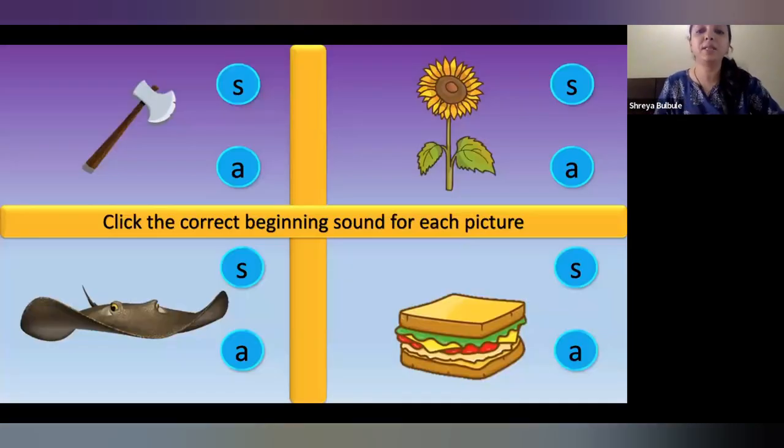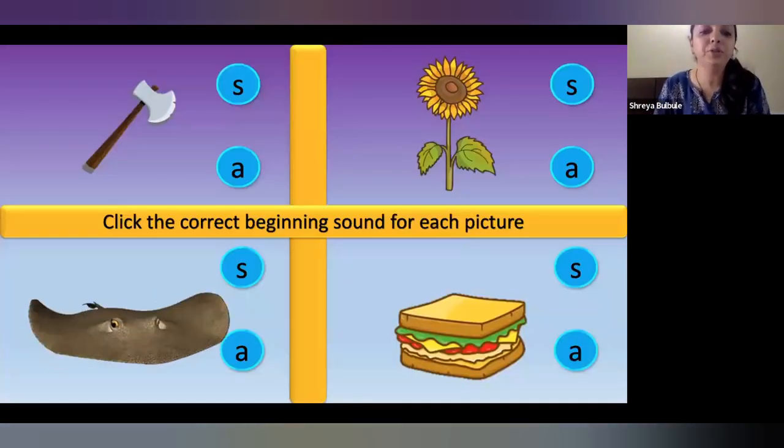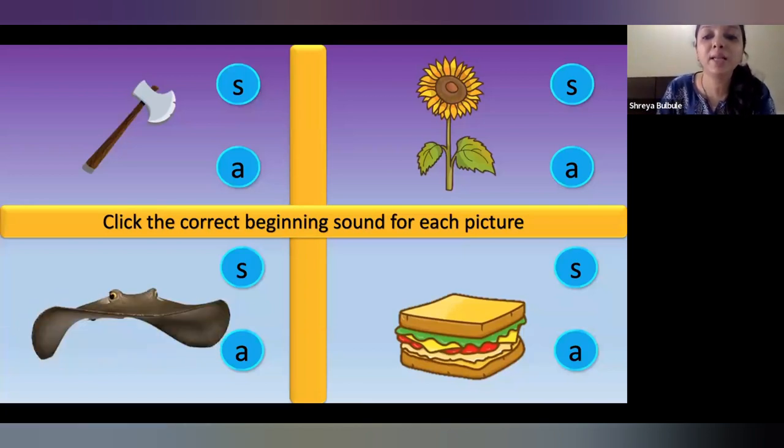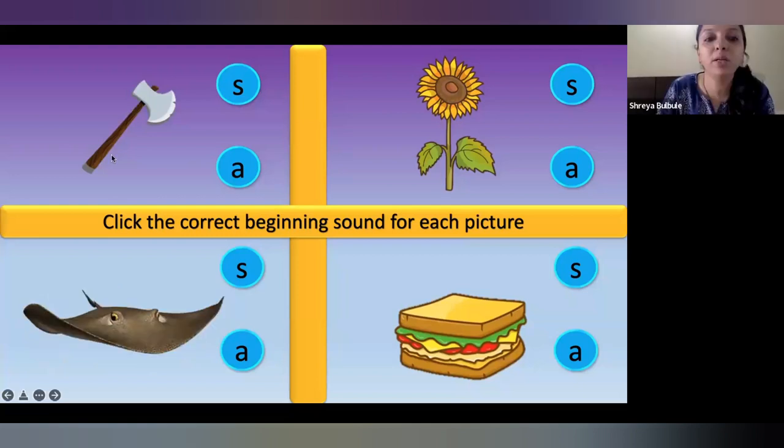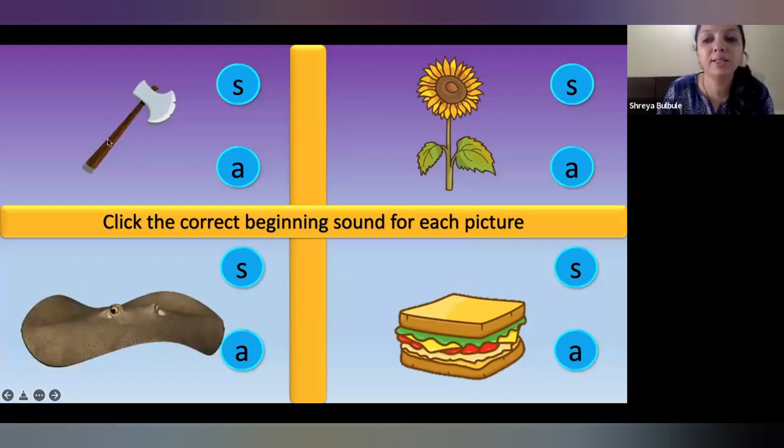Now let's do the activity for S and A. Now what you have to do here? You have to tell me the correct beginning sound for each picture here. Okay. What word is this? What picture is this? It is an?